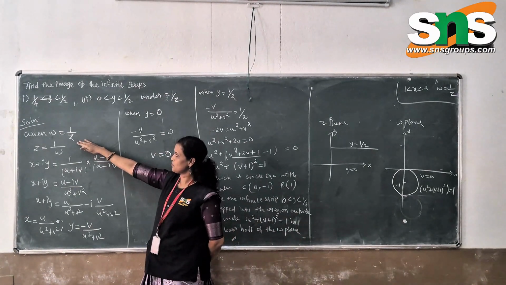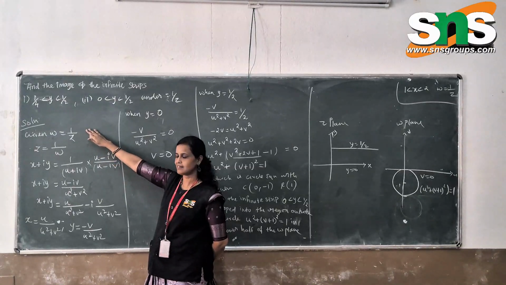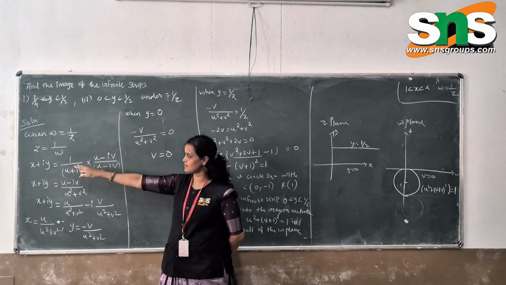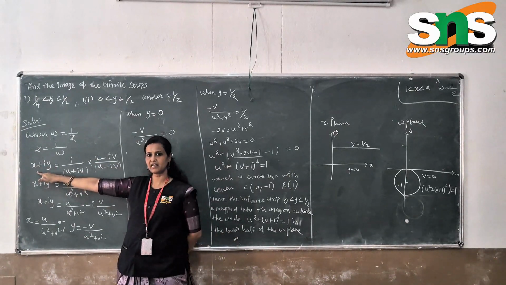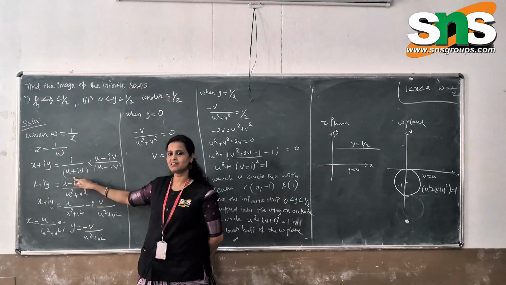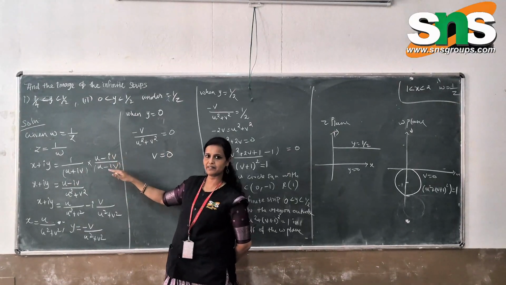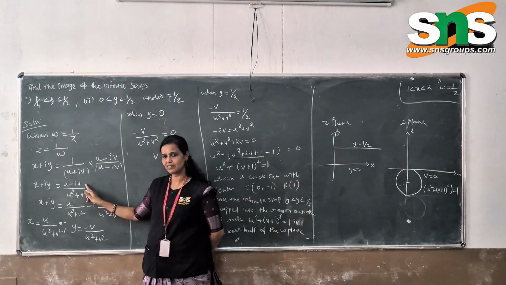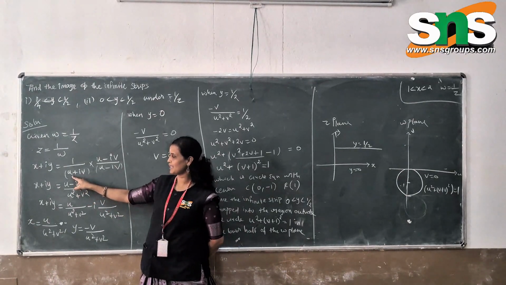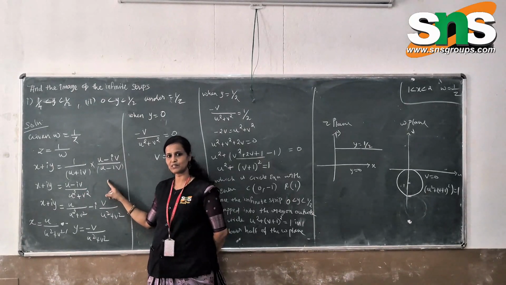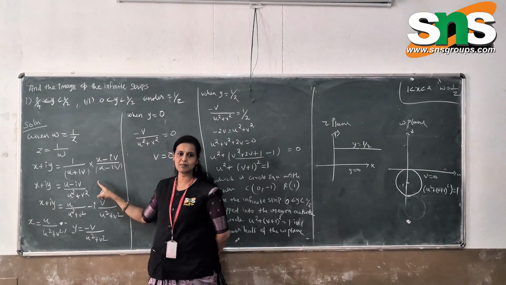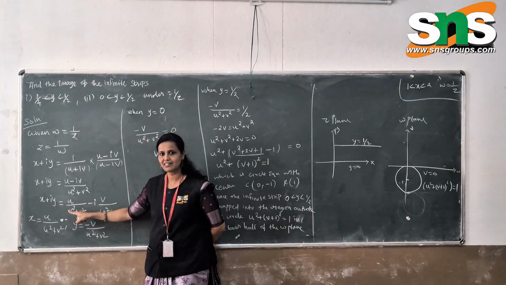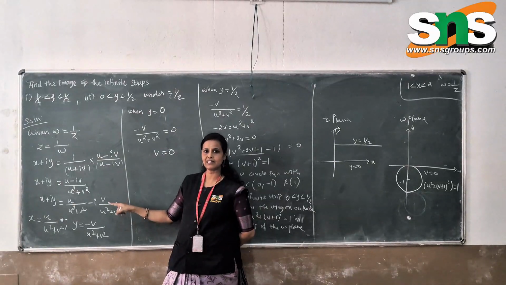First, under the transformation w = 1/z, so z = 1/w. We know that z is a complex number and w is a complex number. So z can be written as x + iy = 1/(u + iv). Now take the conjugate, multiply and divide: (u - iv)/(u - iv). In the denominator, using the formula (a + ib)(a - ib) = a² + b², the real part squared plus the imaginary part squared, we get u² + v². Now, equating the real part and imaginary part, we will get the x and y values.